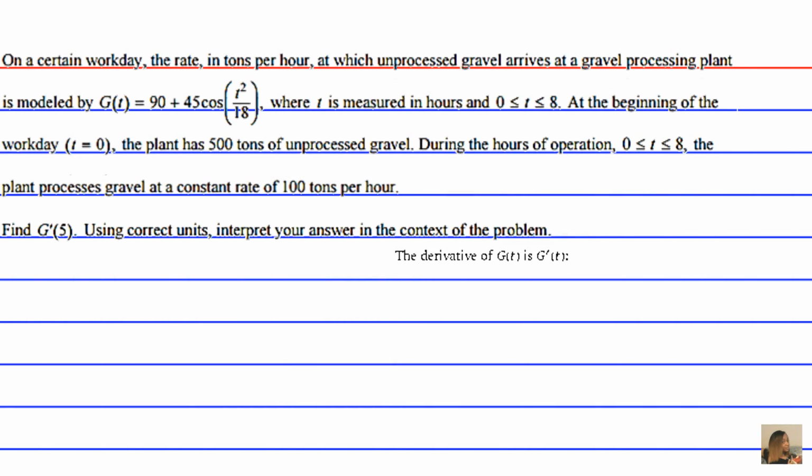Basically, all you had to do was differentiate G of t and plug in 5 wherever you have t, 5 hours, and you'll get an answer of negative 24.588. But just in case you don't know how to differentiate this expression, let's take a little detour.